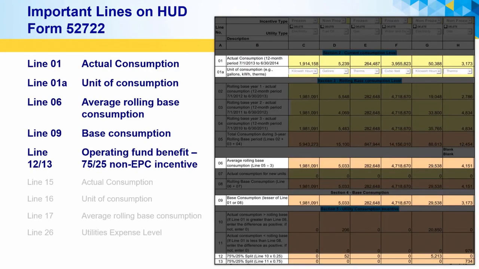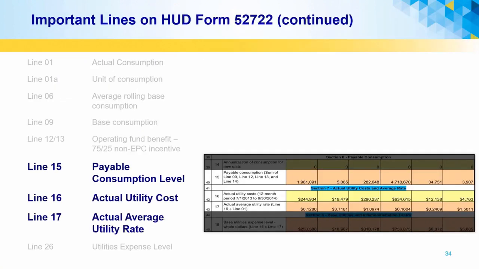Key data required from the HUD Form 52722 to help calculate option C savings can be found on line 1, the actual consumption, and line 9 for the base consumption, as well as line 16 for the total cost of utility consumption and line 17 to calculate the average utility rate.